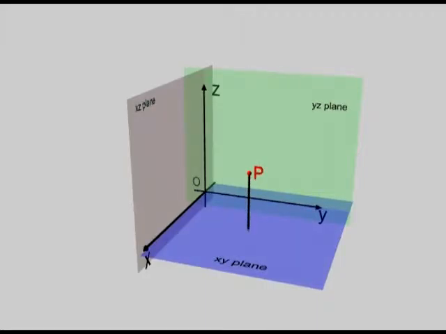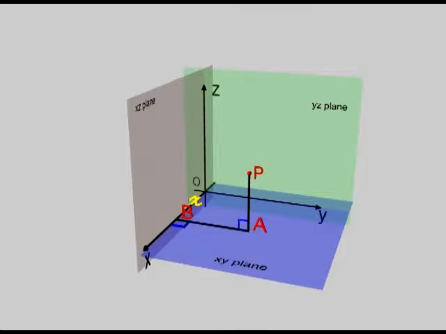From point P, draw a line perpendicular to the xy plane. It intersects the plane at point A. From point A, draw a line perpendicular to the x-axis. The line intersects the x-axis at point B. The line segment OB is the x-coordinate of point P.